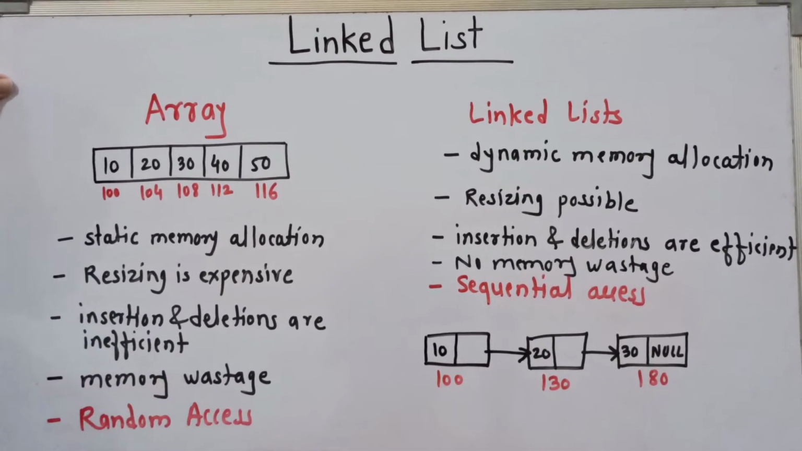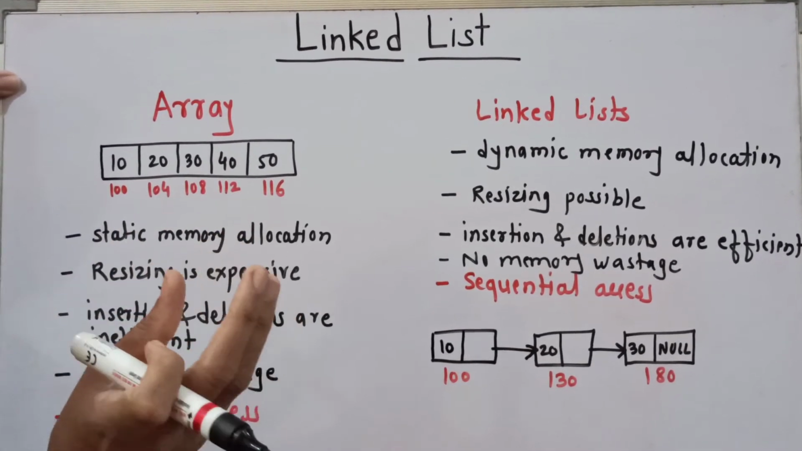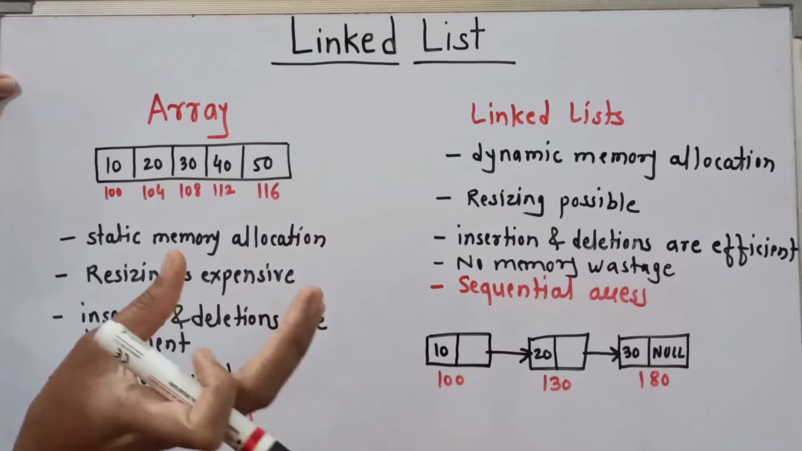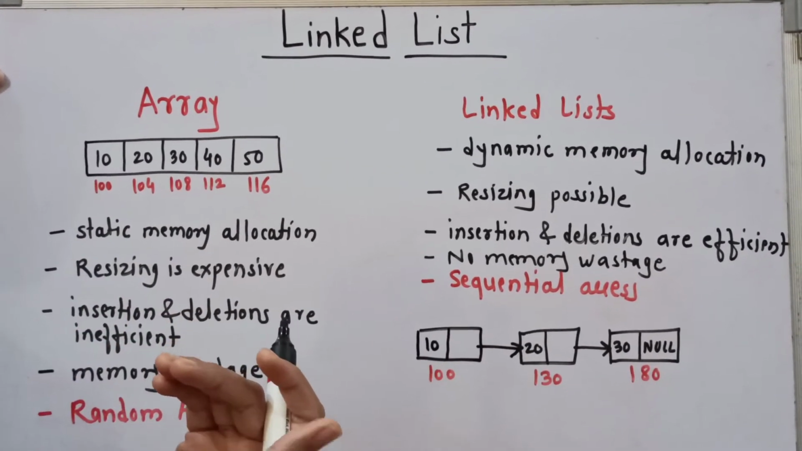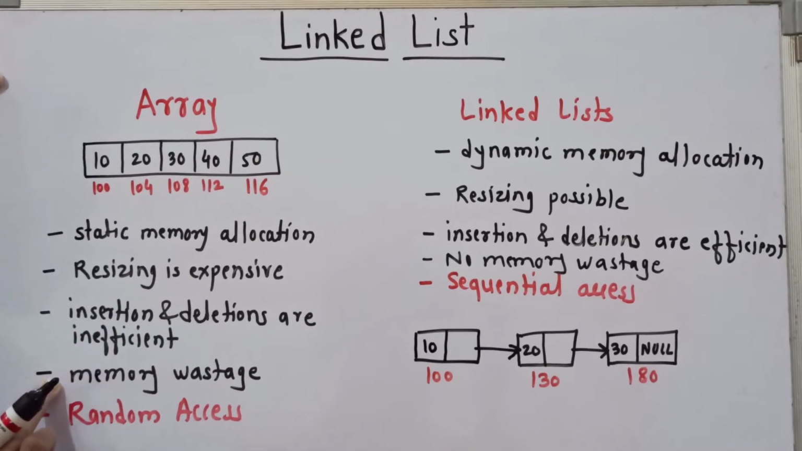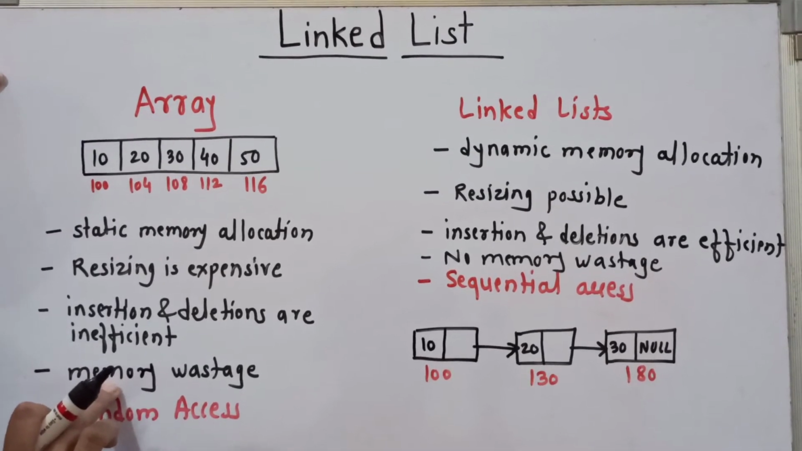Next is memory wastage. Memory wastage is nothing but what? Suppose I have declared an array of size 50, but I have stored only 5 elements there. Then whatever remaining space is there is going to be wasted. So this is a very big disadvantage of the array, that is memory wastage.